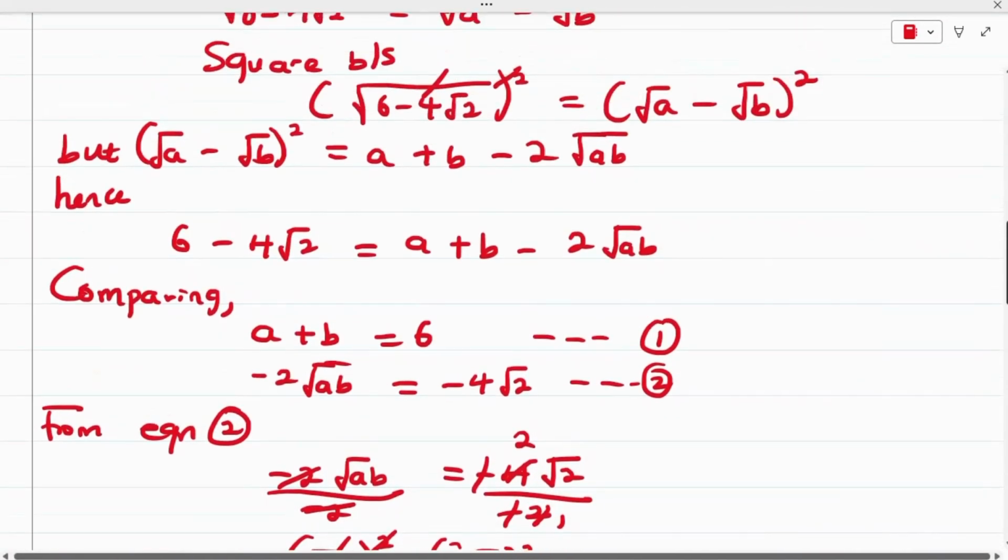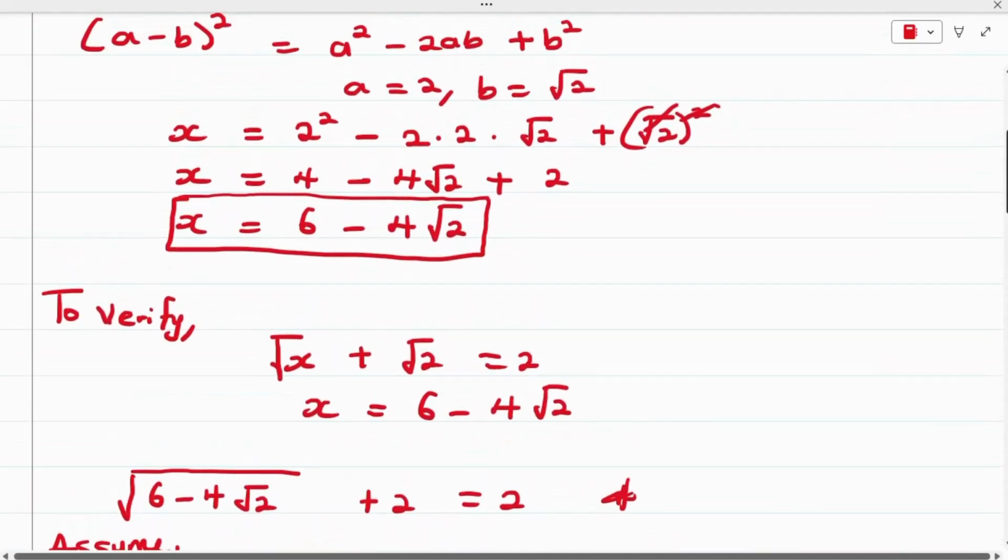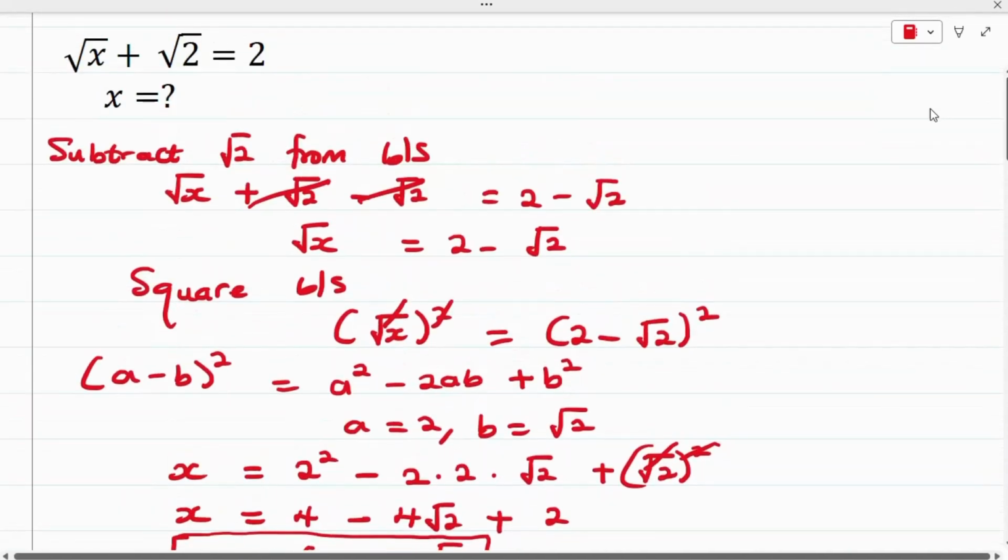So guys, this is how you can actually solve this square root simplification problem. That is the Stanford University entrance examination question right here.